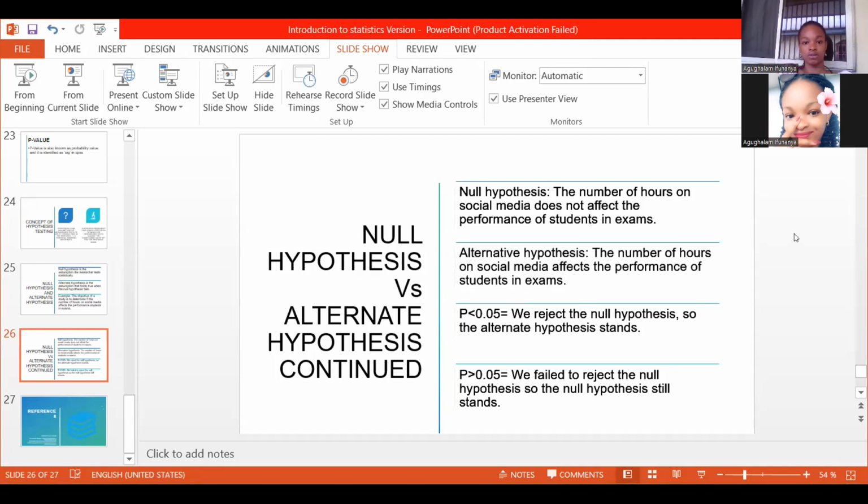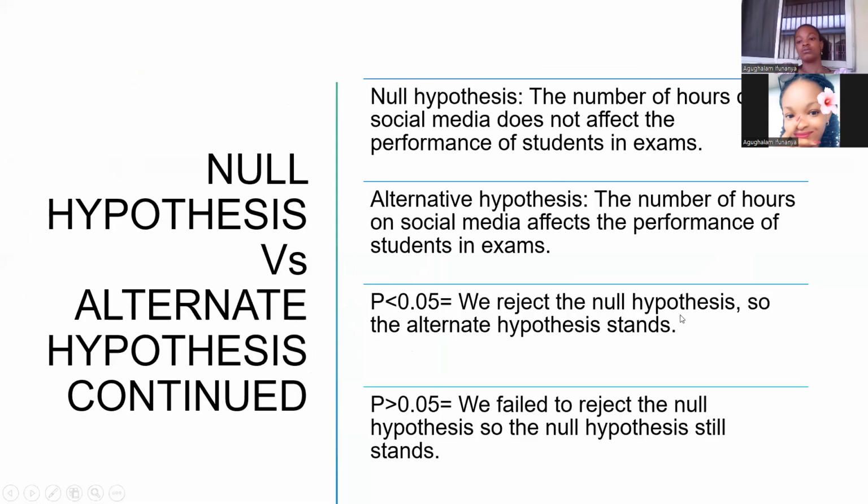Alternative hypothesis. Okay. So if your p-value is greater than 0.05, we fail to reject the null hypothesis. And so since we fail to reject the null hypothesis, our null hypothesis stands. So if your p-value is less than 0.05, we reject the null hypothesis, and so our alternate hypothesis stands. Let me see if I can find it in the report.